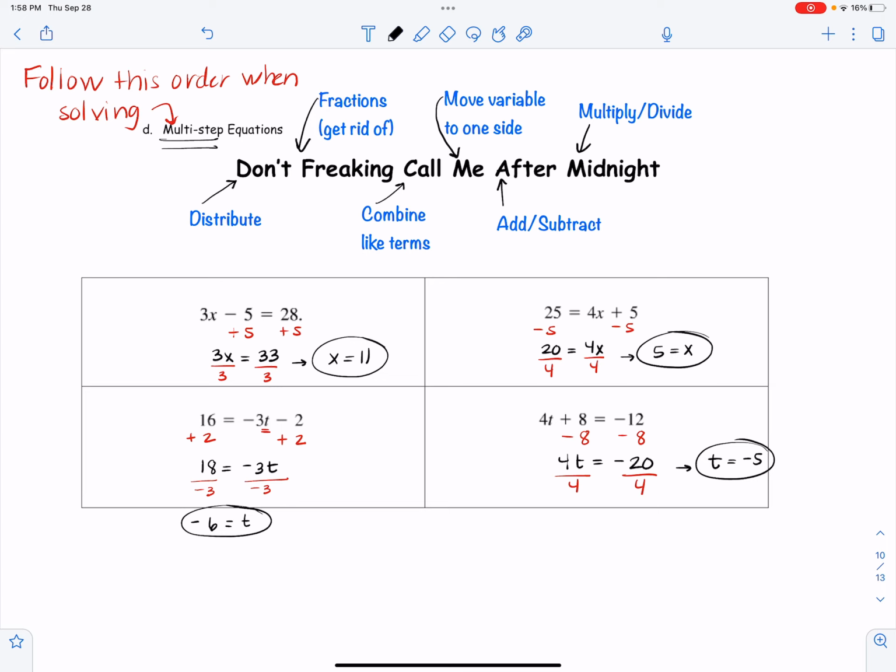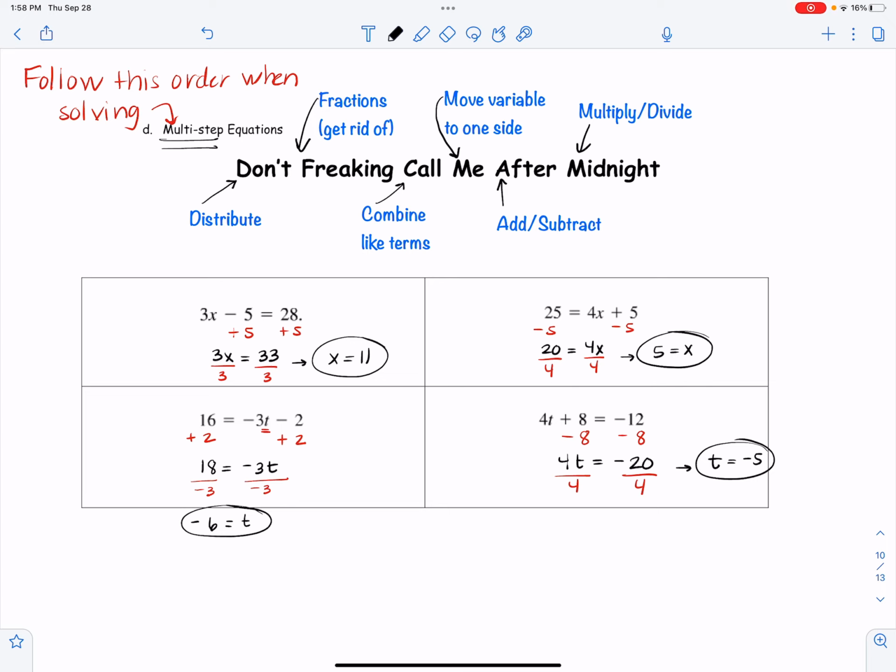The first thing you do is always look for parentheses. If you've got parentheses, go ahead and get rid of them. Distribute whatever you need to distribute, because you can't solve when something's in parentheses. If you've got any fractions, multiply by the common denominator and get rid of them so that you're not having to deal with them. You can't do that in an expression, but you can in an equation.